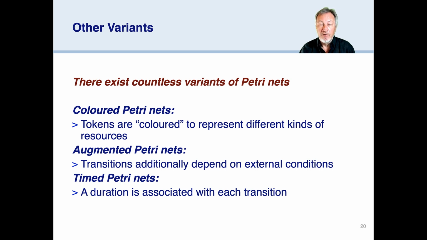And finally, a very important class of Petri nets are so-called timed Petri nets. In this kind of Petri net, there's a duration which is associated with each transition. This means that such timed Petri nets are particularly interesting for modeling workflows in real-time settings. For example, where we have machinery and different kinds of processes that have to run in a very synchronized fashion.